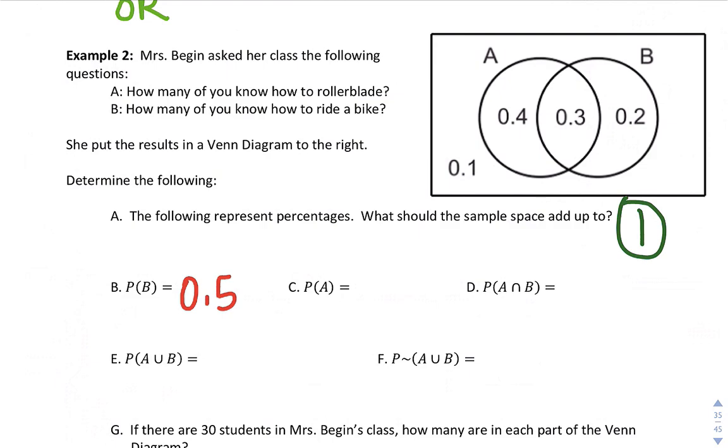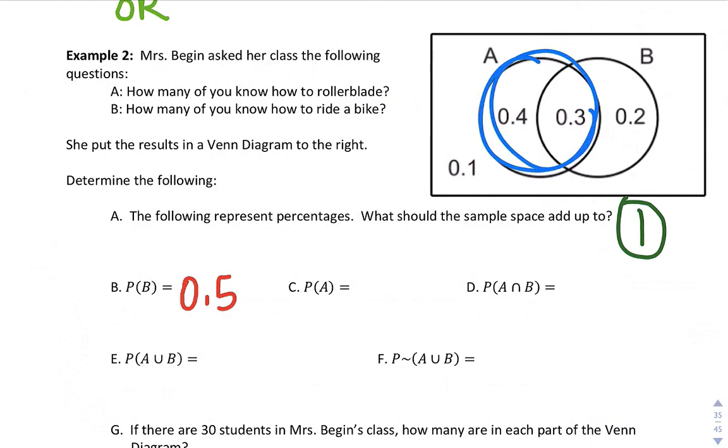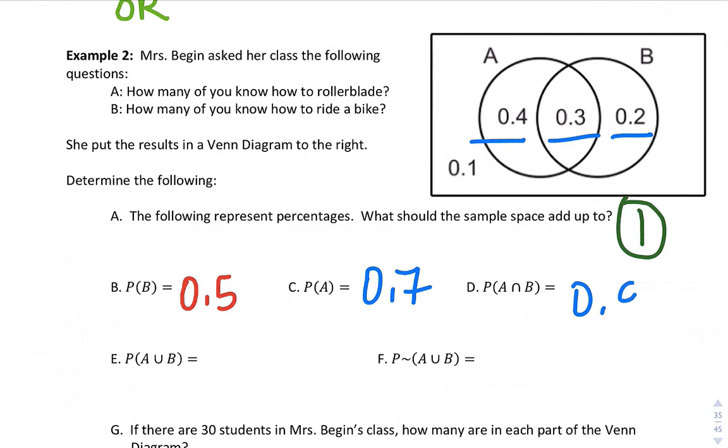The probability that they know how to rollerblade, which is A, is everything in the A circle, and you add them up and we get 70%. What's the probability of A or B? Means we're going to add up one or the other or both, so we add up 0.4 plus 0.3 plus 0.2, and that's 90%. Oh, that was or.